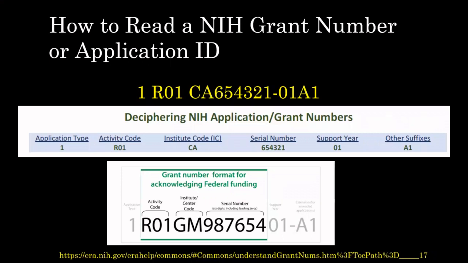How to read an NIH grant number or application ID. So the application type, the activity code, the institute code, serial number, and support year, and other suffixes help us to determine what kind of funding mechanism we have, which agency is funding us, and then the serial number identifies that specific grant.